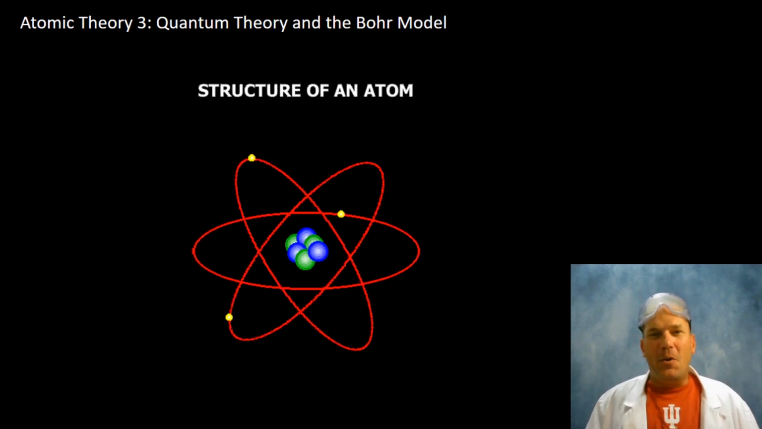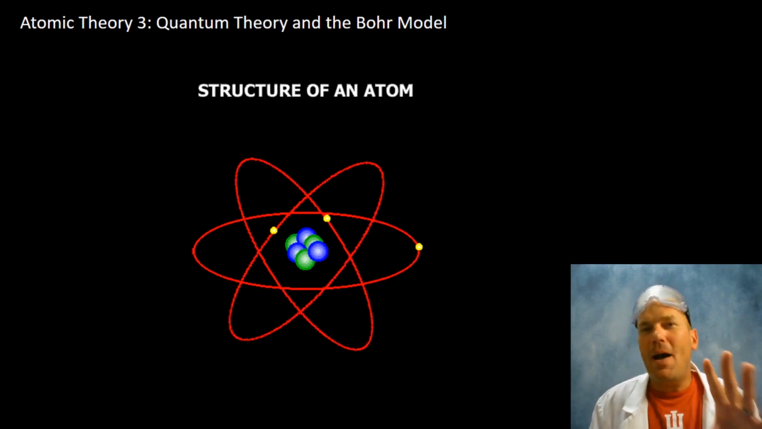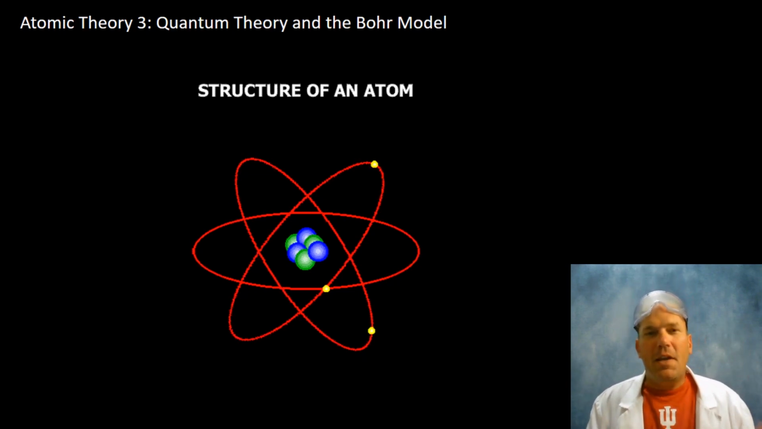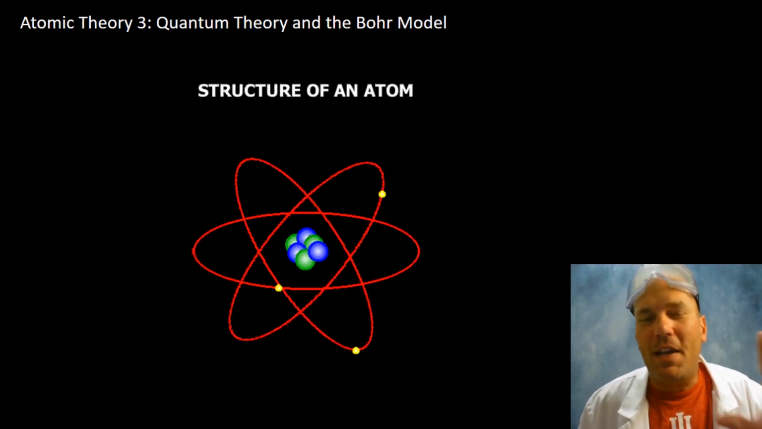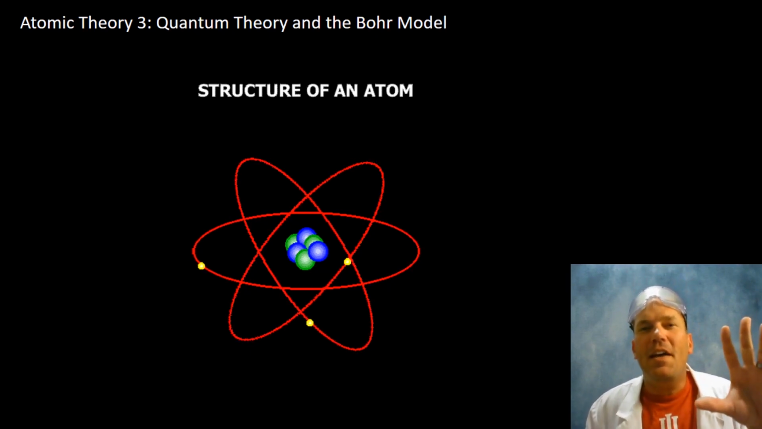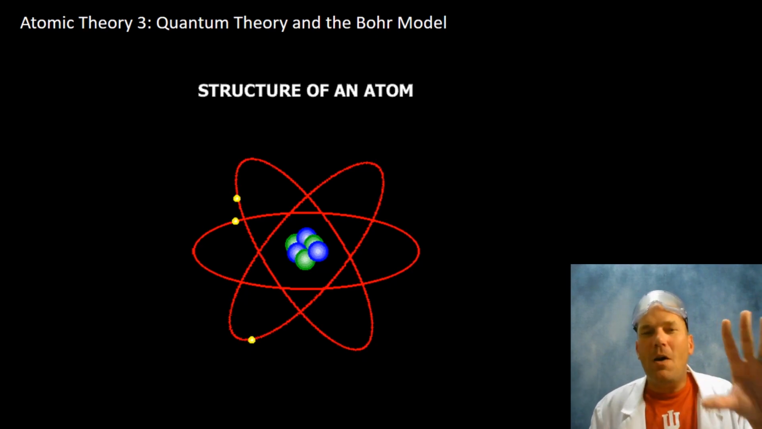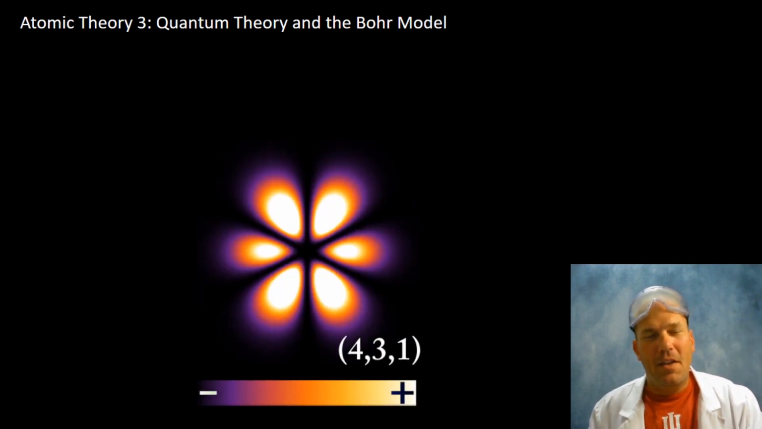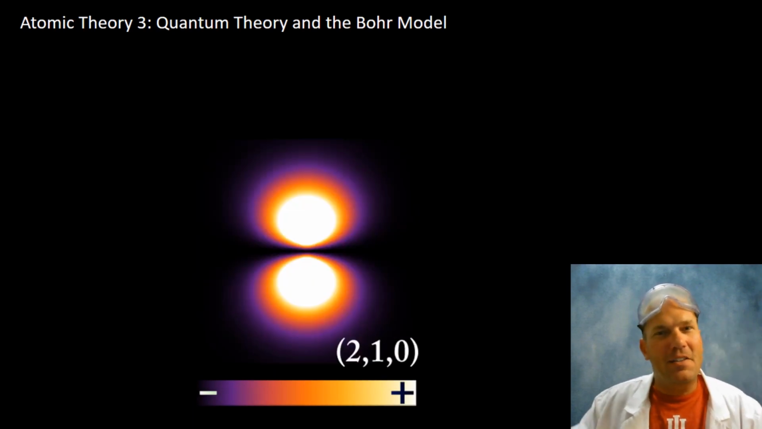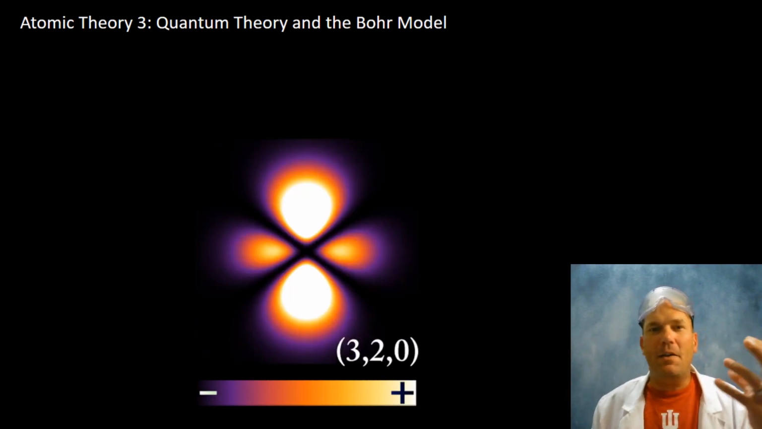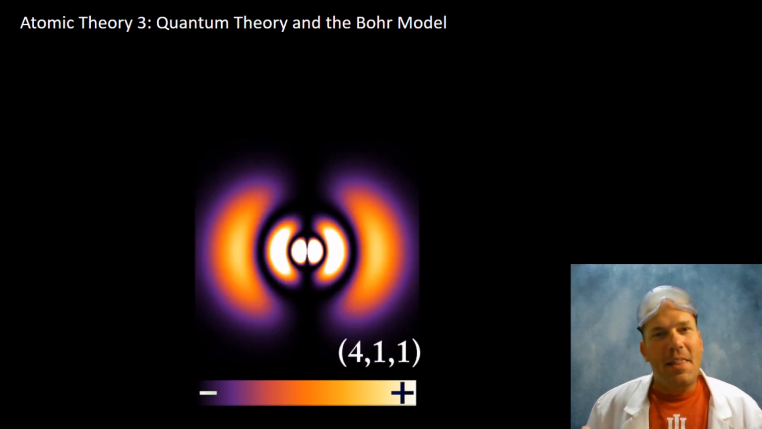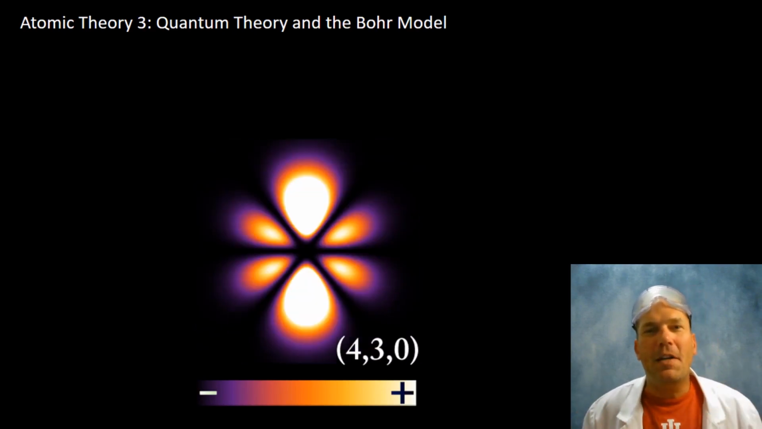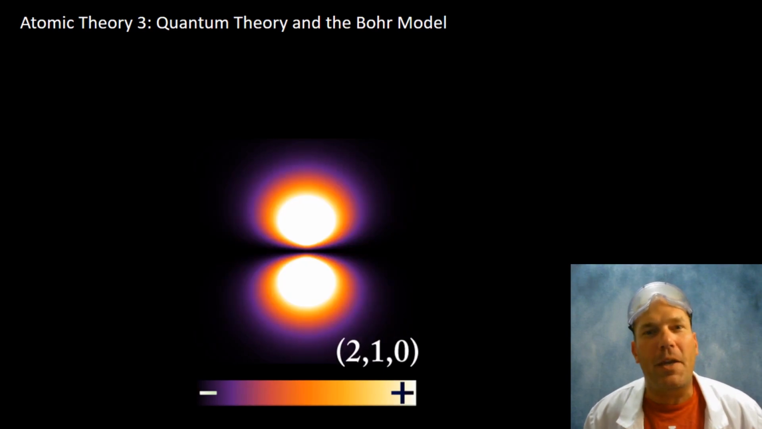Okay, so this one's going to make your mind hurt a little bit, and I'm going to do my best over the next few videos to help you understand quantum theory and the quantum mechanical model of the atom. Get ready. Electrons are not orbiting perfectly around the nucleus. This represents what electrons are really doing.